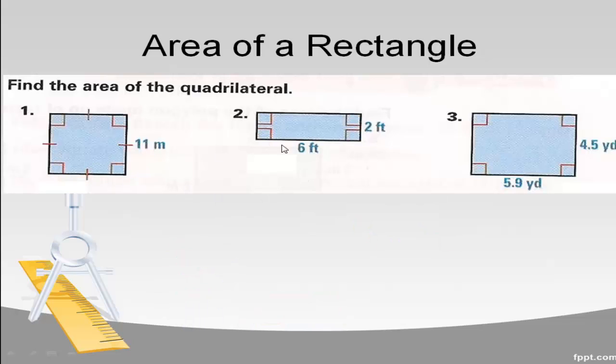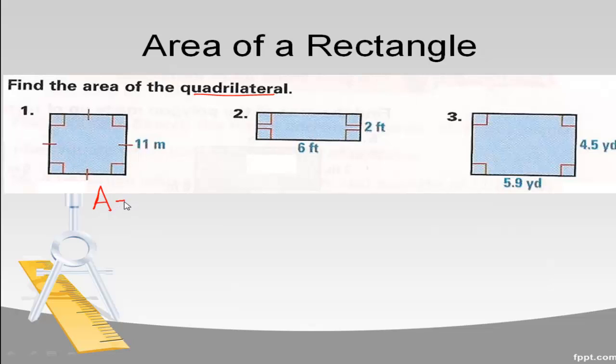And now we have these 3 examples that I encourage you to do on your own and then come back and see if you got it right. Find the area of the quadrilateral. Okay, now this quadrilateral is a square. How do I know? Because a square has all congruent, all right angles and all congruent sides. So I know this is a square.